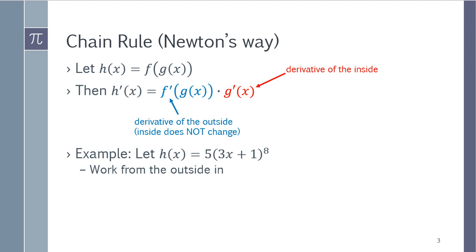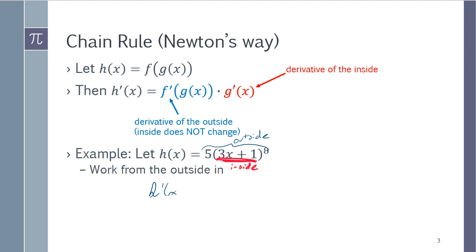So to kind of put this in perspective, this is the idea if we're going to work from our outside in. So if I have h of x is equal to 5 times 3x plus 1 raised to the 8th, 3x plus 1 is my inside. The 5 times something to the 8th is my outside. So Newton says, let's start by working from the outside in. I'm going to take the derivative of the outside. So 5 times something to the 8th means the 5 is a constant multiple. I'm just going to hold on to it.